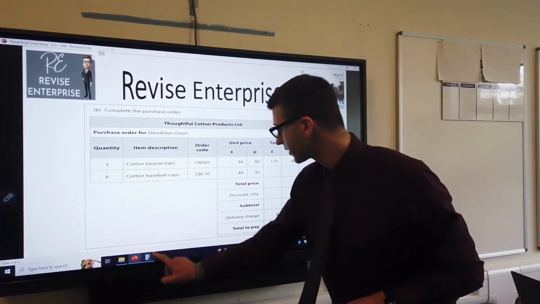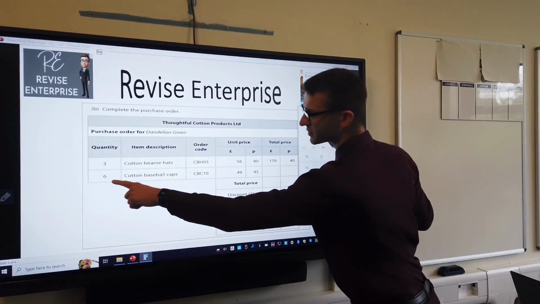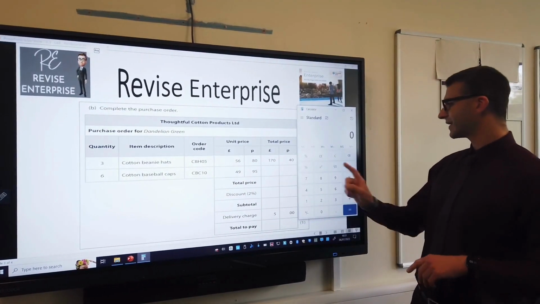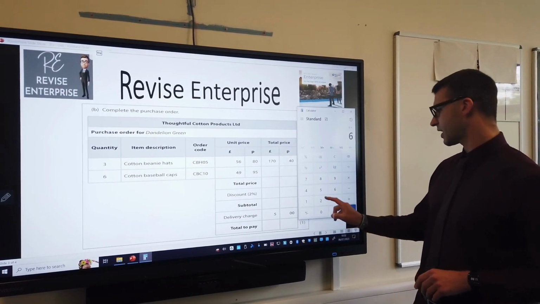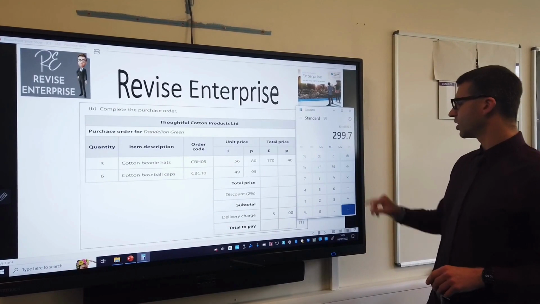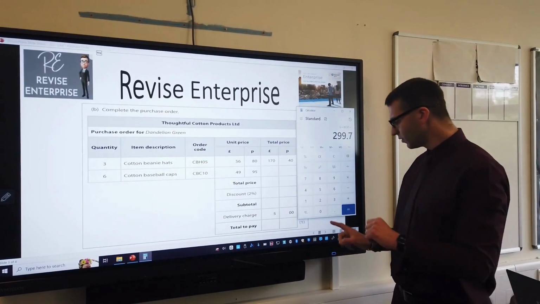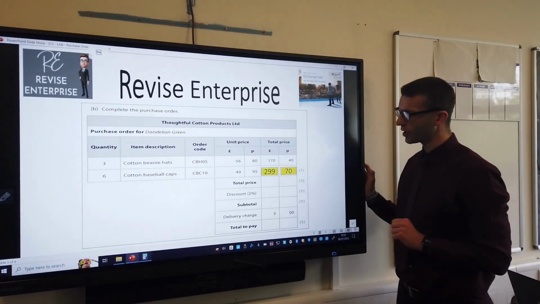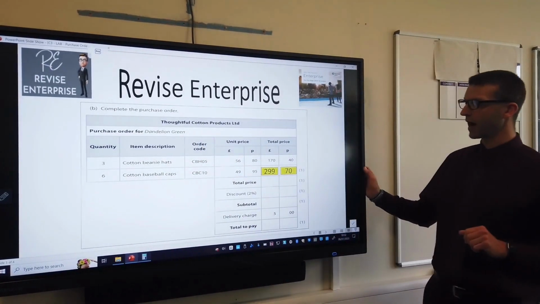Alright, so if you grab your calculator here, the first thing it's asking for is what is the total price in terms of the cotton baseball caps. So 6 times £49.95 is the first calculation we need to do. So we do it on the calculator, 6 times £49.95 gives us a total of £299.70. So once you've calculated that, you can simply fill in your answer on your exam worksheet. So £299.70 for 6 cotton baseball caps.